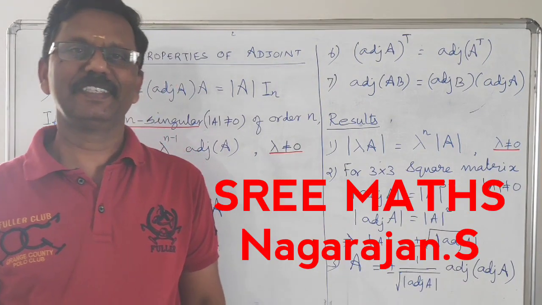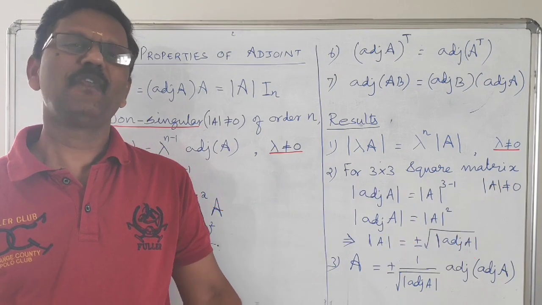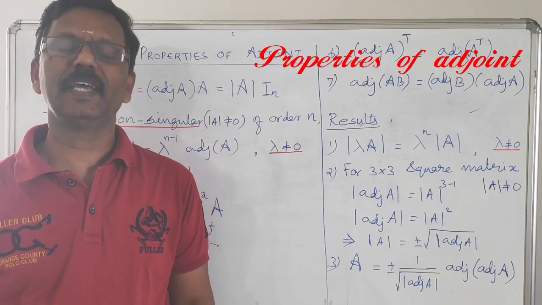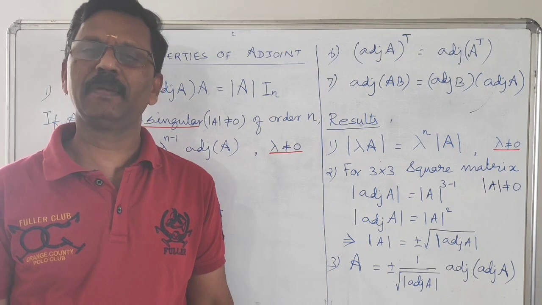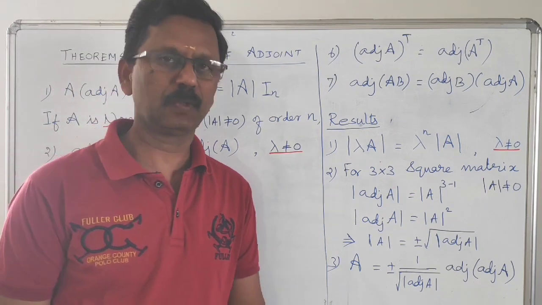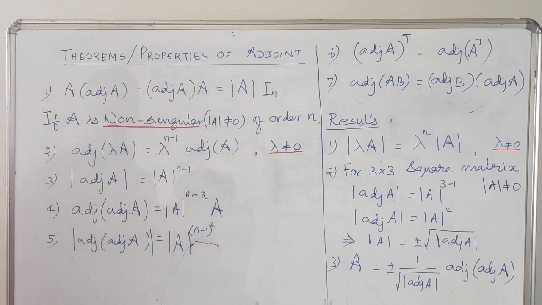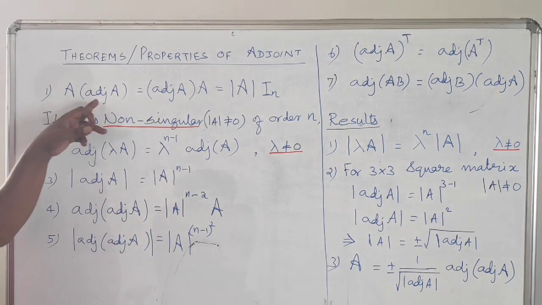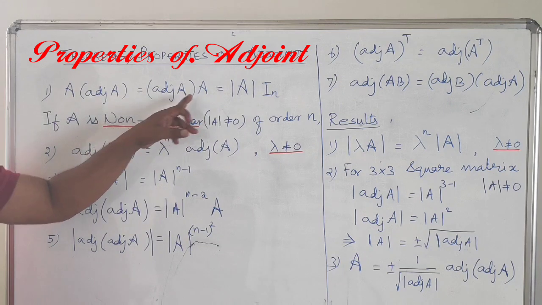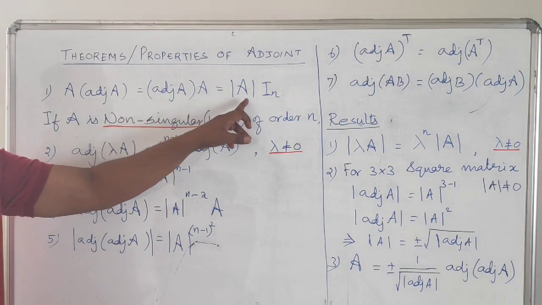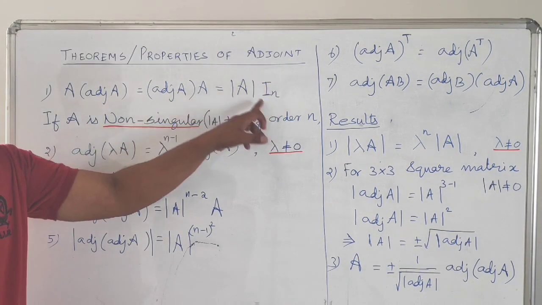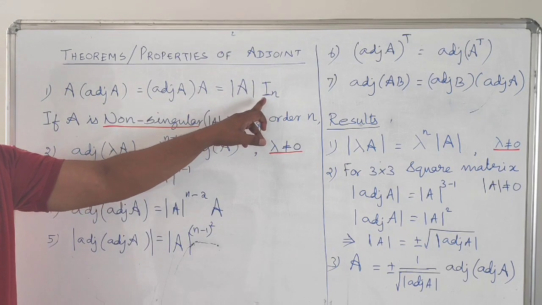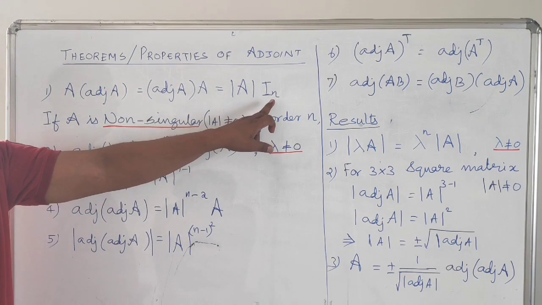Hi students, in the last class we have seen how to find the adjoint of a 3 by 3 matrix. Now let us see the theorems or the properties of the adjoint of a square matrix. Now let us see one by one. The first property is A into adjoint A is equal to adjoint A into A, which is equal to determinant A into In, where In is a unit matrix or identity matrix of order n.